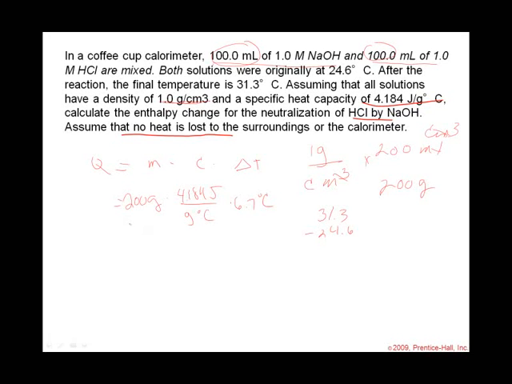Okay, and if I multiply that out, I'm going to cancel my grams, I'm going to cancel my degrees C, I'm going to end up with 200 times 4.184 times 6.7. My calculator says 5606.56, and looks like I have 4 sig figs, 4 sig figs, 2 sig figs, so I'm going to go with 2. So I'm going to call it 5600 joules, which I could also say is 5.6 kilojoules. Okay, not so bad.